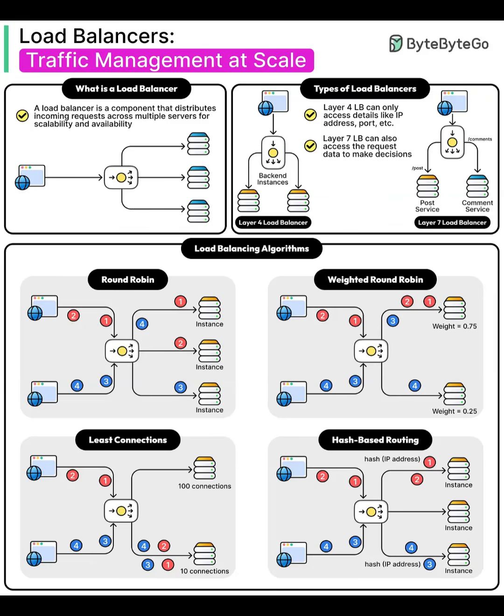Least connections: always pick the instance with the fewest active connections, great for long-lived requests or uneven work where some calls are heavy. Hash-based routing: use a stable hash, client IP, session ID, tenant key, so the same key goes to the same instance. Ideal for stickiness without cookies, multi-tenant sharding, or cache locality.